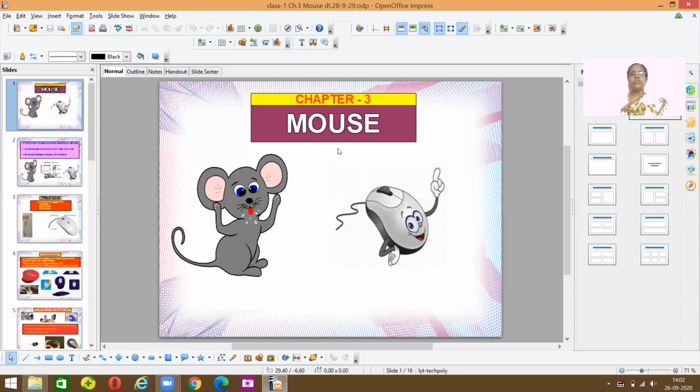Yes, children, this is your third chapter, mouse. See, there are two types of mouse. This is your computer mouse. It has a nice tail. And so does this mouse, the little rat. He is also called a mouse. He also has a tail like the computer mouse. But the tail of a computer mouse is a wire. So I think you like to use the computer mouse to learn your lessons. Okay, let me teach you about the mouse.